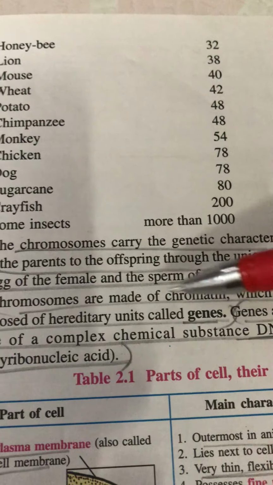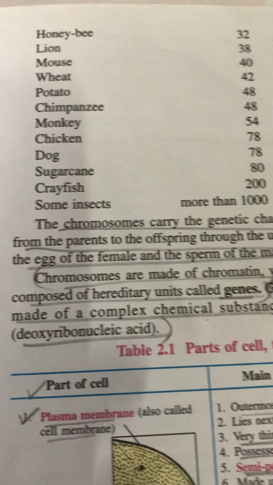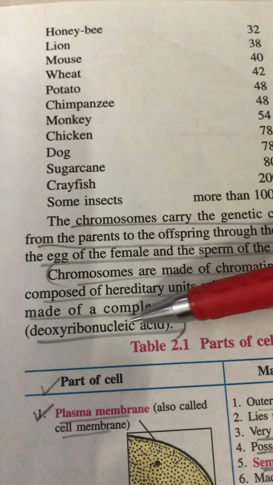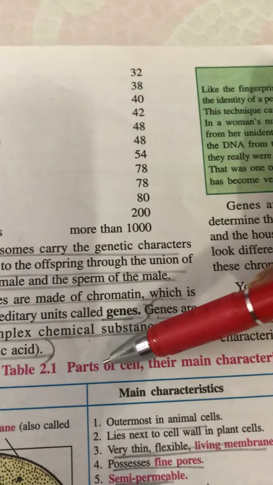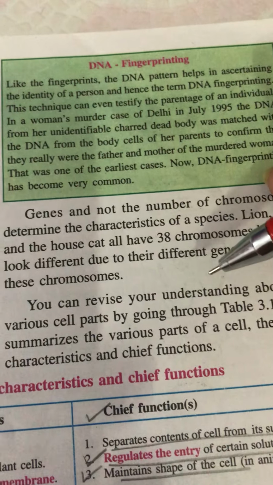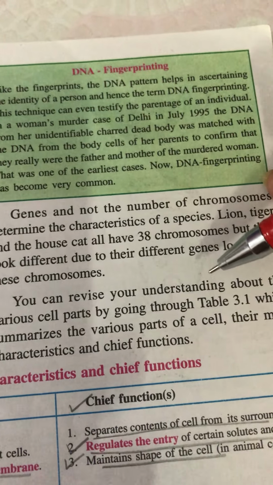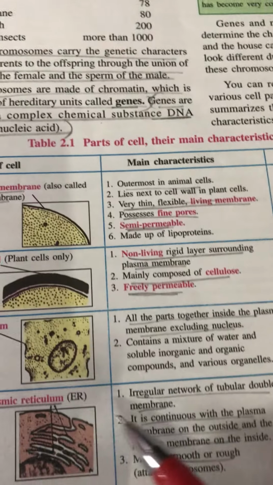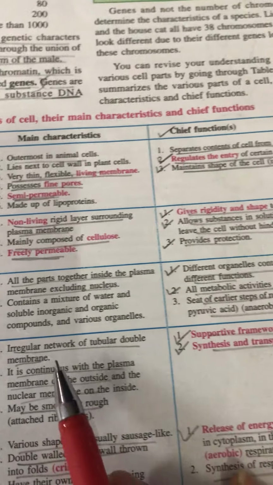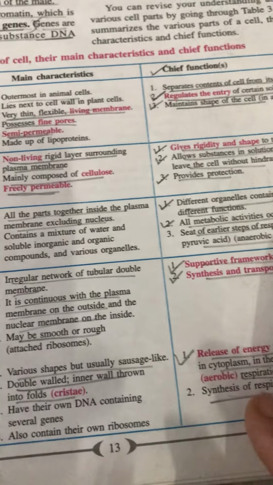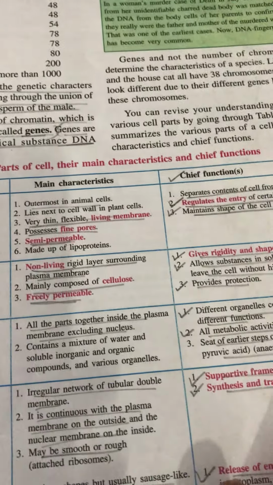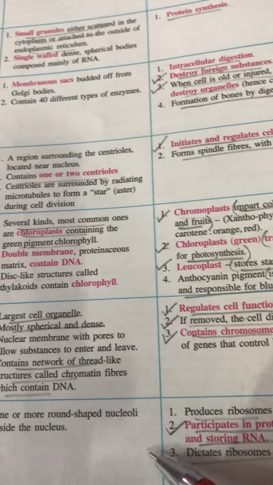These chromosomes, like we discussed, bear hereditary units called genes, and genes are made up of a complex substance called DNA, that is deoxyribonucleic acid. These genes are present on the chromosomes, they are carried from parents to children, and they express themselves as different characteristics in the children. After this, a table is given here in which the summary of the whole lesson is given, characteristics along with the function. So this is a review or revision of the lesson also, and you could prepare the characteristics and functions from this table here in the book.